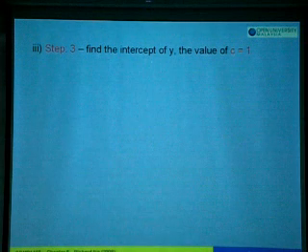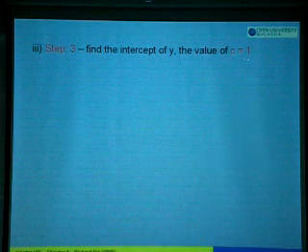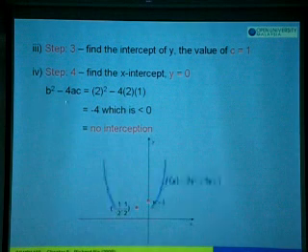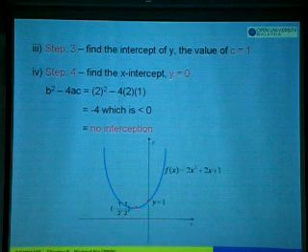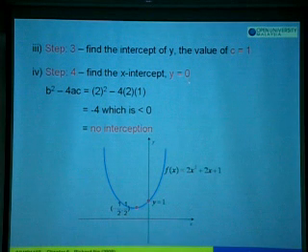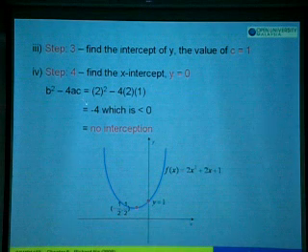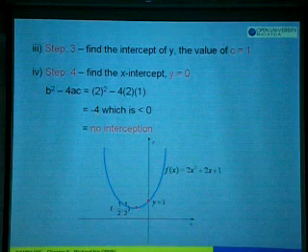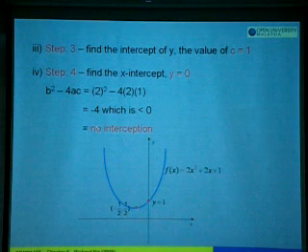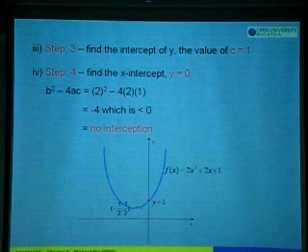Step number 3, find the intercept of y. Again, we refer to the value of c equals 1. So then proceed to step number 4, find the intercept of x. The condition is y is equal to 0. Before that, check the value of b squared minus 4ac. So we will get the answer equals negative 4. Since negative 4 is less than 0, that means this graph has got no intersection on the x-axis.